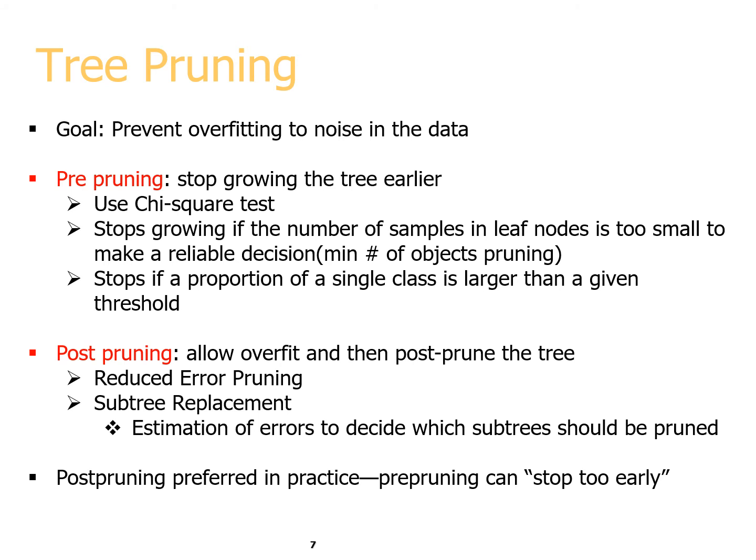Anyway, there are two pruning methods, pre-pruning and post-pruning. And usually post-pruning shows better performance. The main reason is that in pre-pruning, sometimes it stops too early, and so the decision tree becomes too small. Because of that, post-pruning is usually known to show better performance.